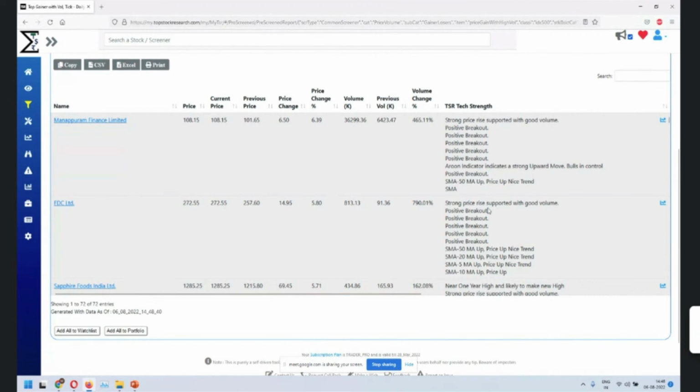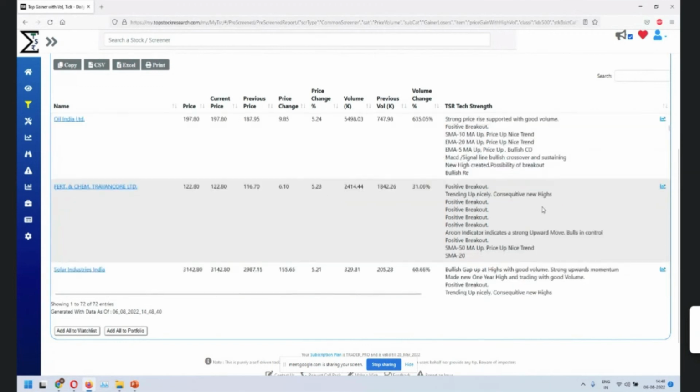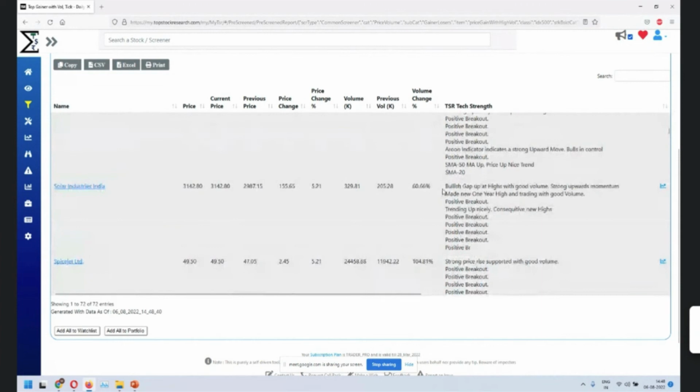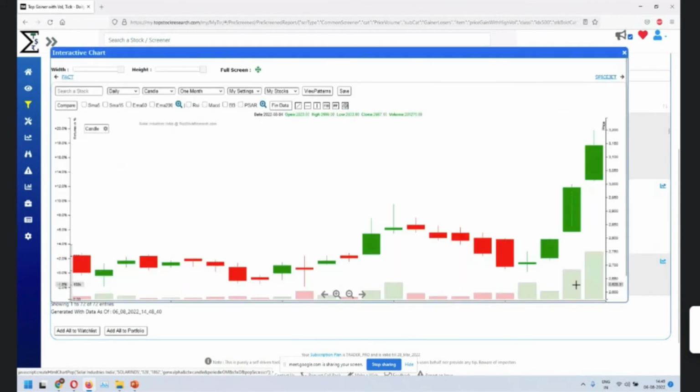A lot of SMAs. Sometimes it is price rise with volume, depending on some of the key things. Like here, bullish gap up at highs with good volume. It's an excellent thing. Bullish gap up at high with good volume itself is an excellent thing. If you see, nothing beats these things.